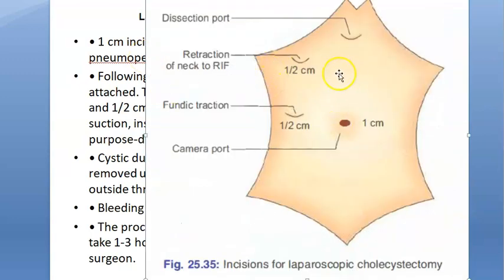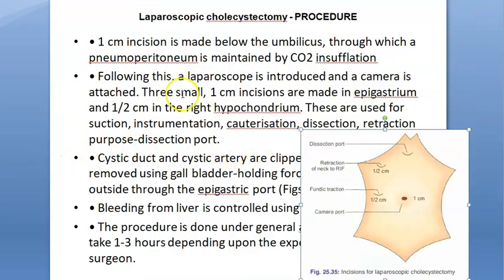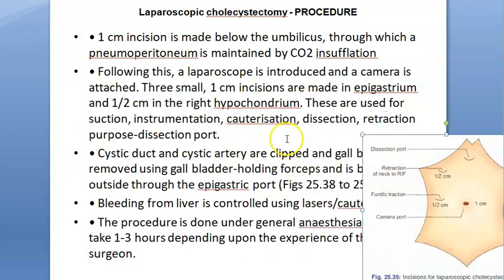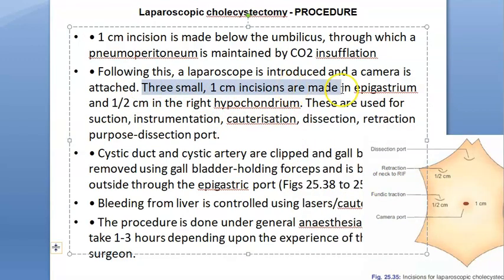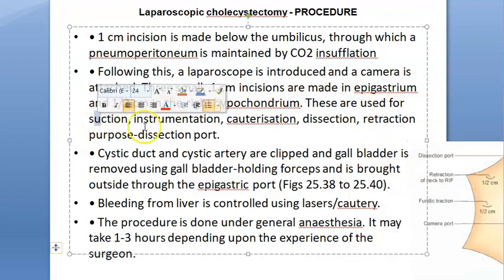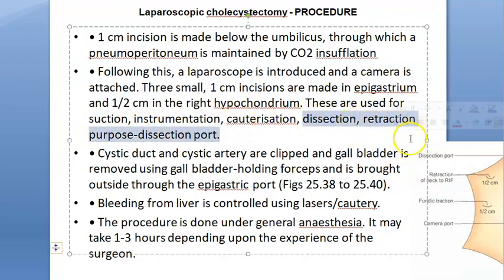Where is this? This is epigastrium, I'm sure. Above the umbilicus is epigastrium. Okay, so this makes sense. Where is this right hypochondrium? This one, right? Okay, this is ½ centimeter, is it? It looks like a smaller incision, yeah, ½ centimeter, correct. Okay, then where is the third one? 3 small 1 centimeter incisions are made in the epigastrium and half in the right hypochondrium. Where's the third one, guys? These are used for suction, instrumentation, cauterization, dissection, retraction purposes.